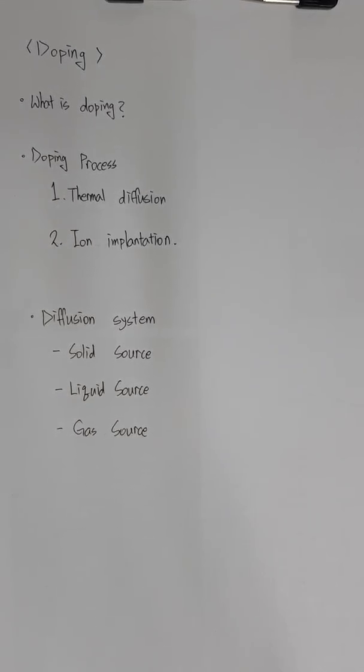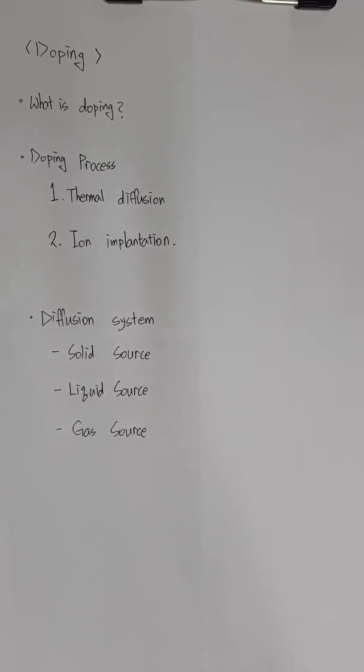We will talk about the doping step in fabrication. In semiconductor production, doping is the intentional introduction of impurities into an intrinsic semiconductor for the purpose of modulating its electrical properties. The doped material is referred to as extrinsic semiconductors.